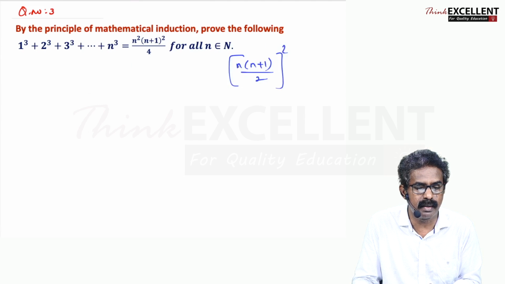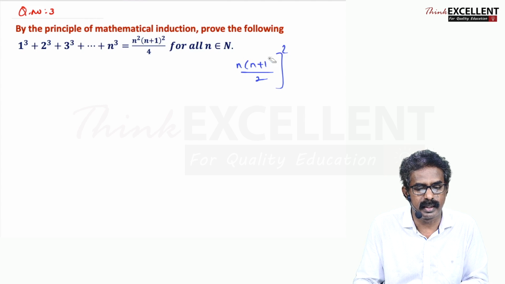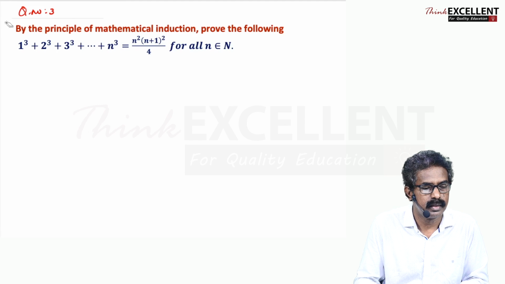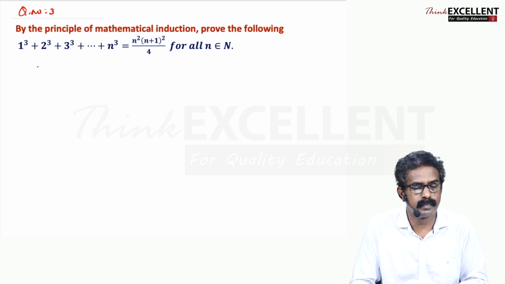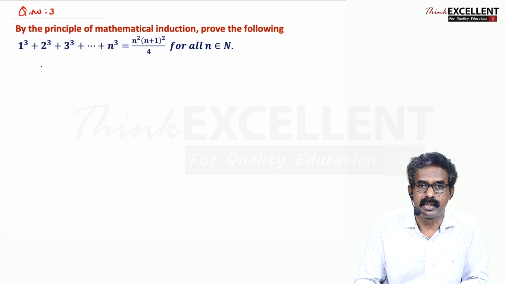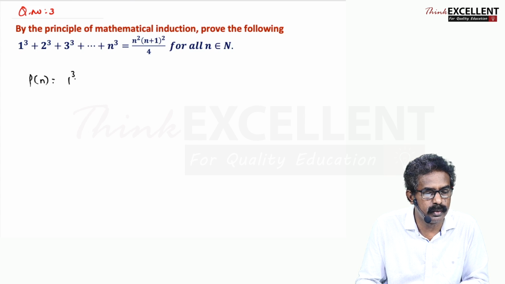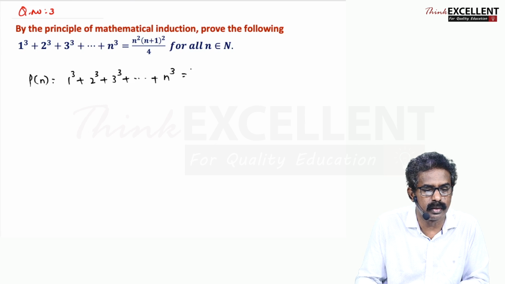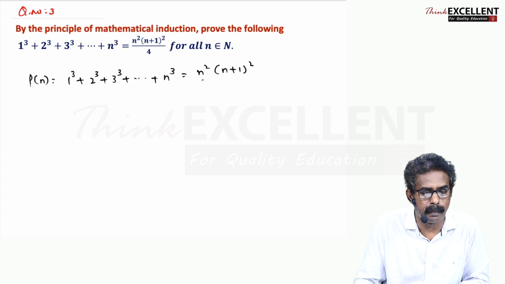So if you square every term, n square, n plus 1 square by 2 square. What is 2 square? 4, right? Okay, actually this is the third formula, right? Now let us see how to do this. You take the statement as P of n. Let P of n be 1 cube plus 2 cube plus 3 cube plus etc. up to n cube equal to n square, n plus 1 square by 4.